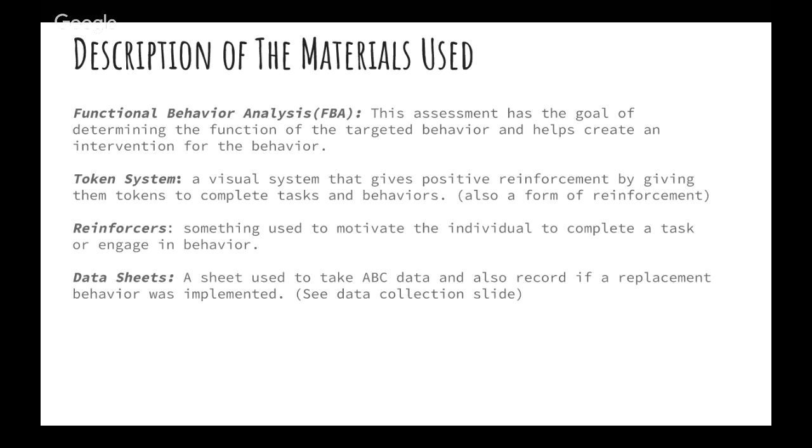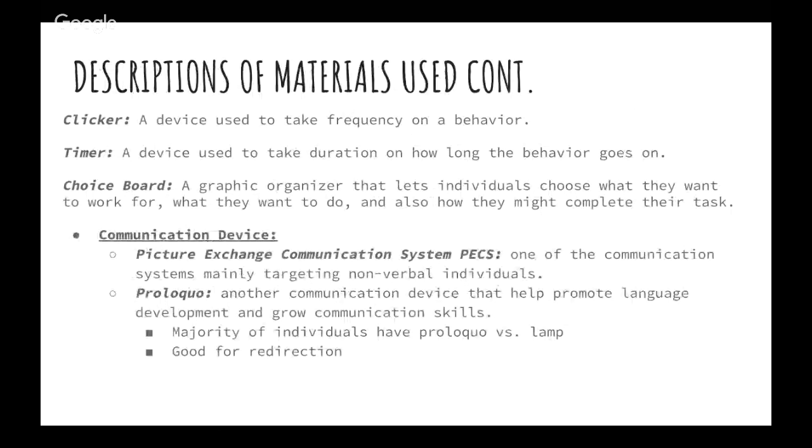Data sheets, Tori will talk about that in a little bit. It's basically a sheet used to take ABC data and also record if the replacement behavior was implemented correctly. A clicker is a device used to take frequency on a behavior. This will be used for how many times the child engages in that interfering behavior. And we also have a timer that we will use if the behavior is long and we need to take the duration of it as well.